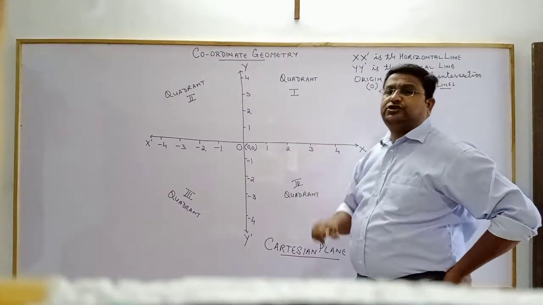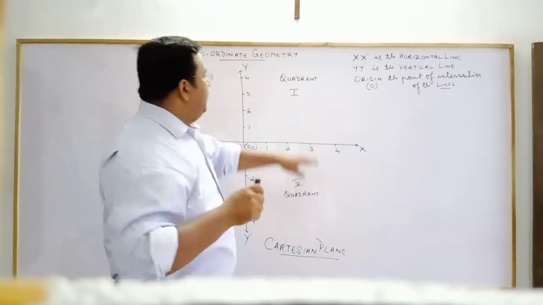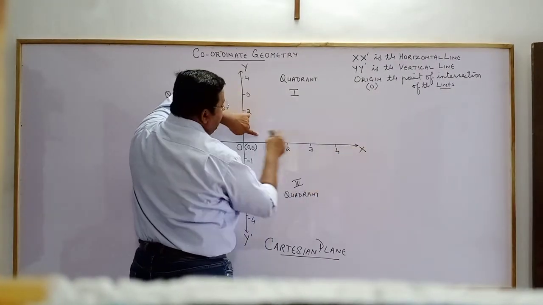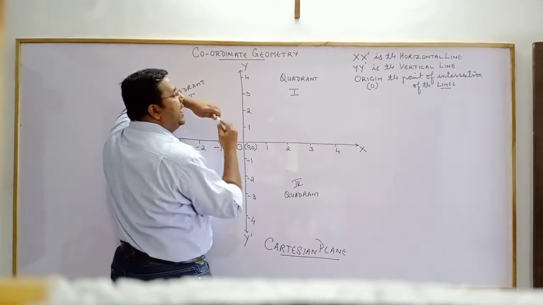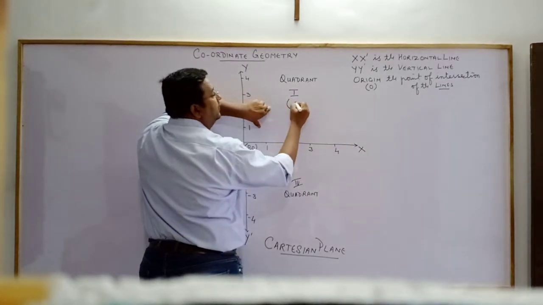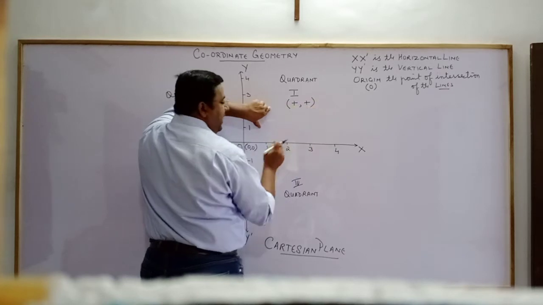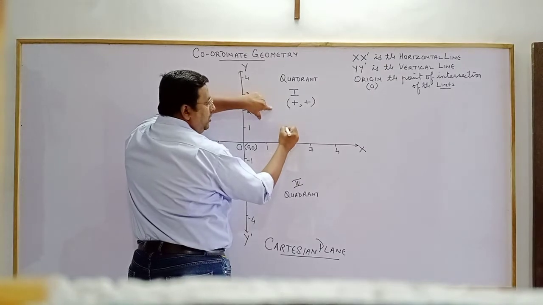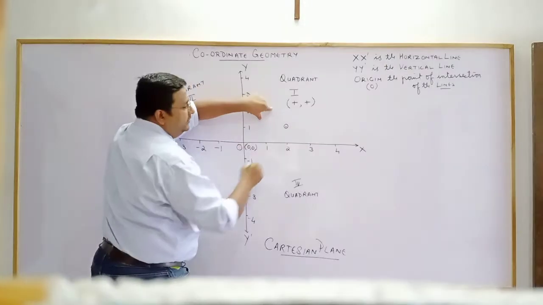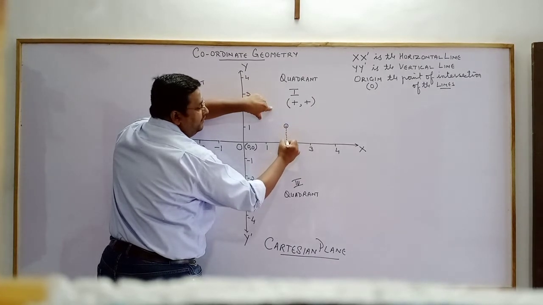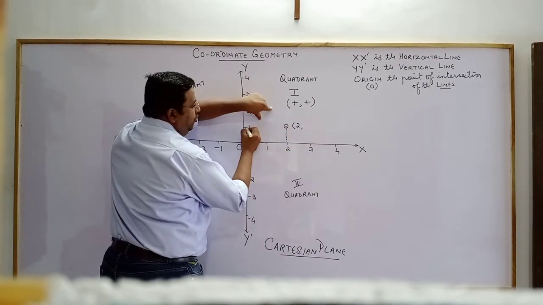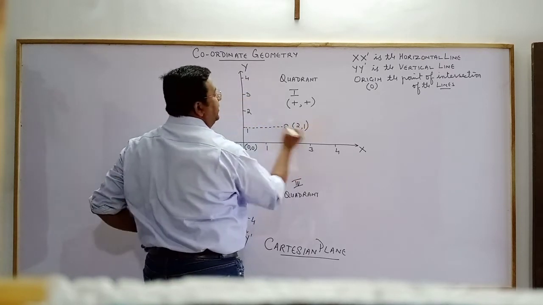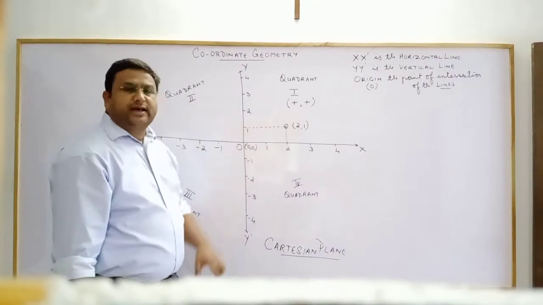Now let us come to the positions. The first quadrant is surrounded by the positive side of the x-axis and the positive side of the y-axis. So any point in this first quadrant will be of the form plus comma plus. The x coordinate is positive and the y coordinate is positive. For example, this point meets the x-axis at +2 and the y-axis at 1. So the coordinates of this point are 2, 1.